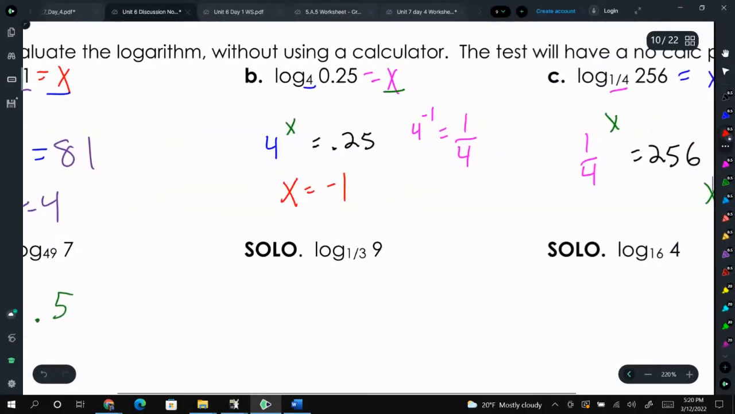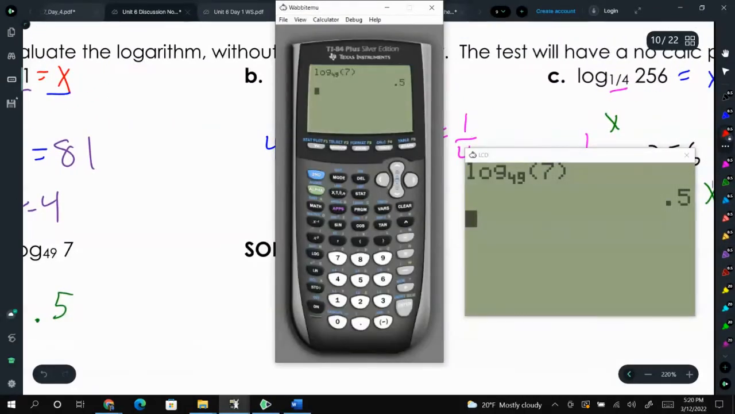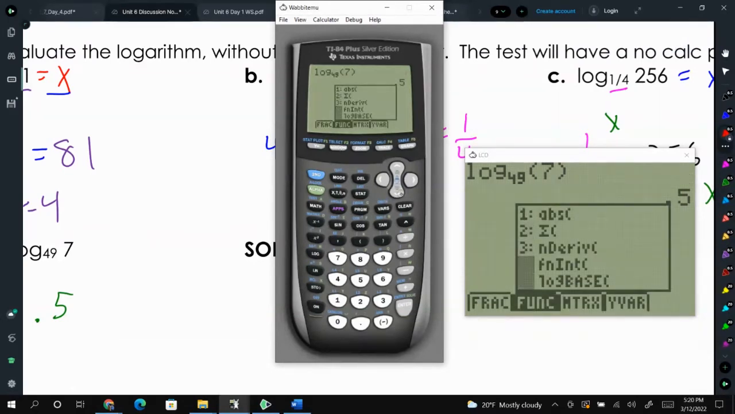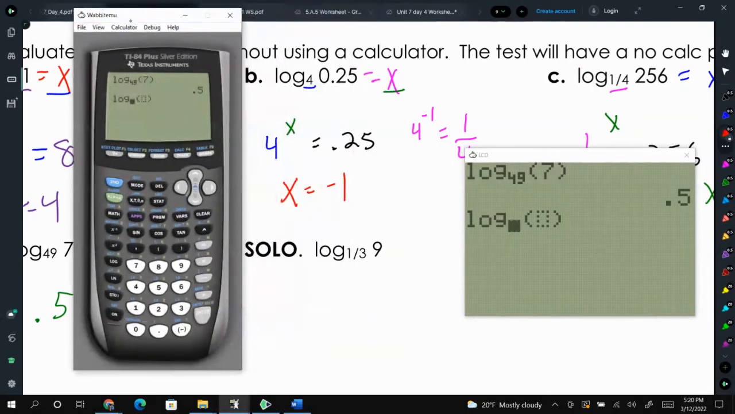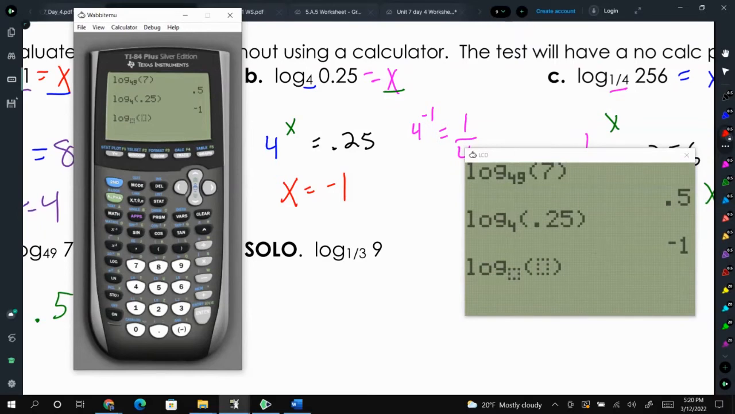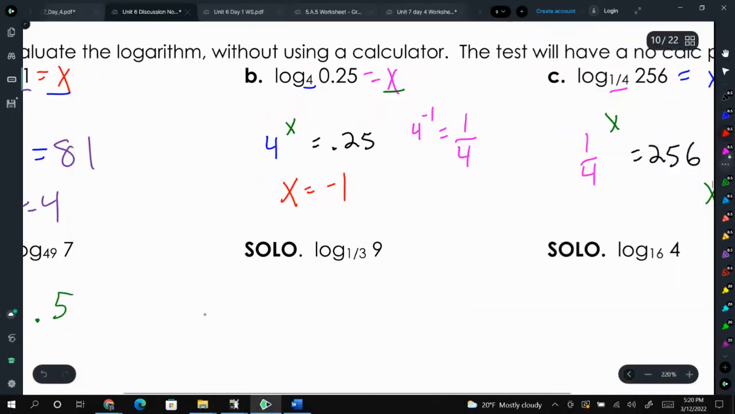We can try one of these up here that we did. So alpha window, 4, and then 0.25. I hope we get -1, and we do. So now let's do the other problem down here. 1/3 and 9, and we get -2.